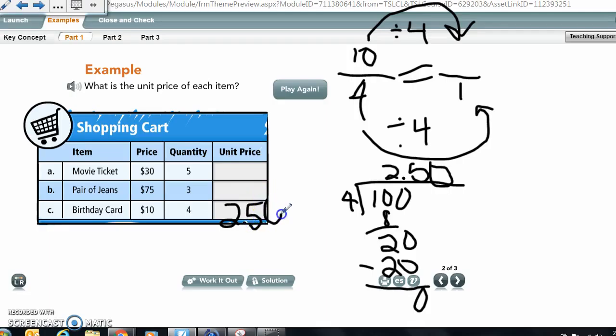Now, you might be thinking, Miss S, how can I check my work? You can always go back in. Well, what's 250 times 4? 250 times 4 will give you 10. Okay, let's go ahead on.